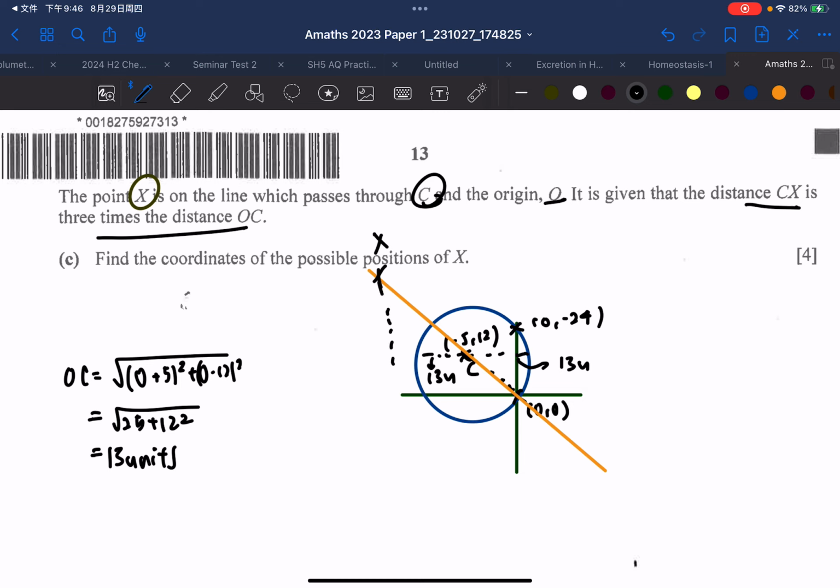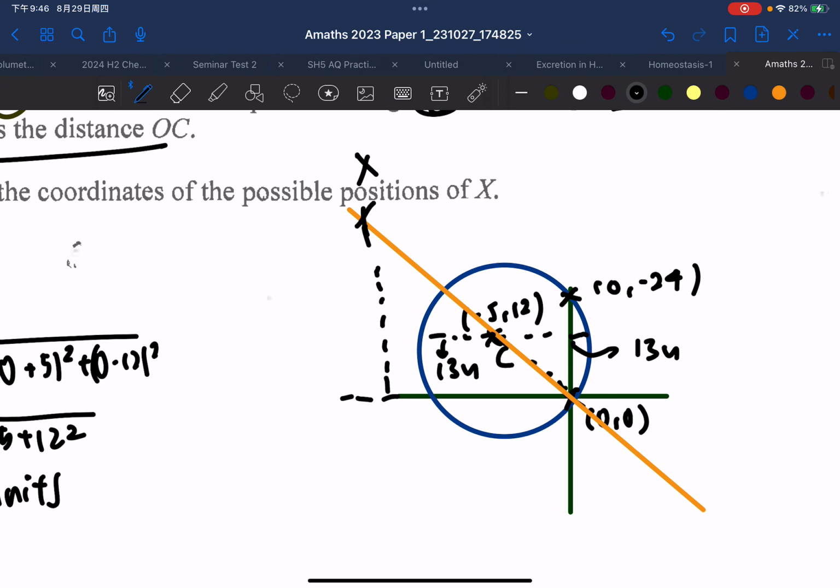And if we draw a triangle down, we realize that, okay, if this is 3 times, this thing is 3 units, this thing is 1 unit. Okay? Can? Alright, okay.